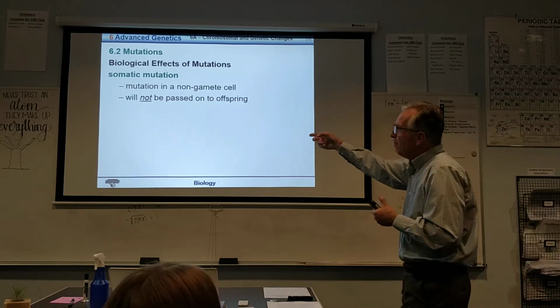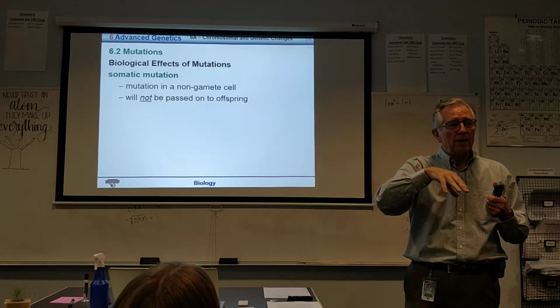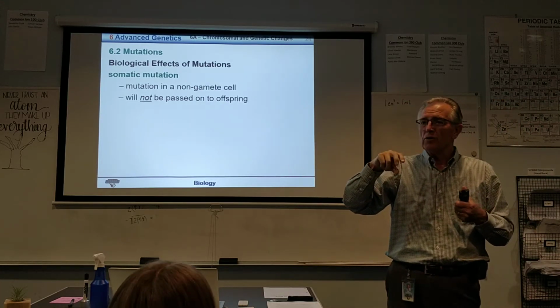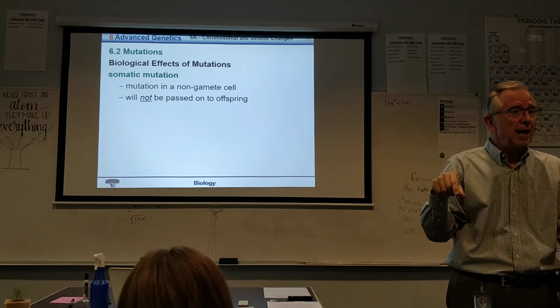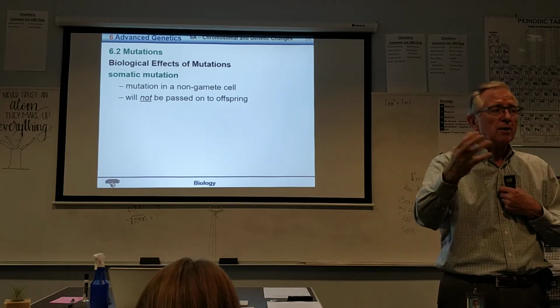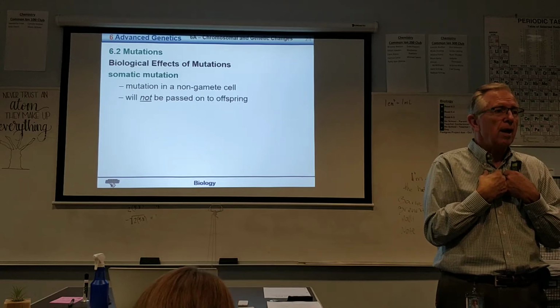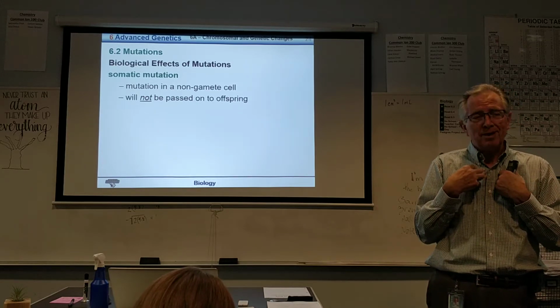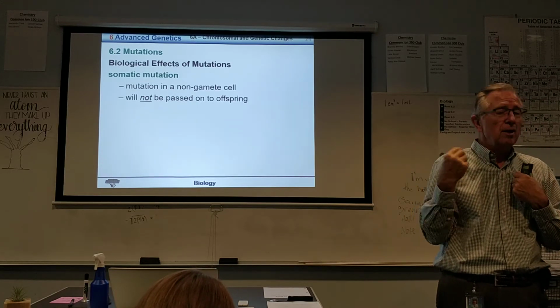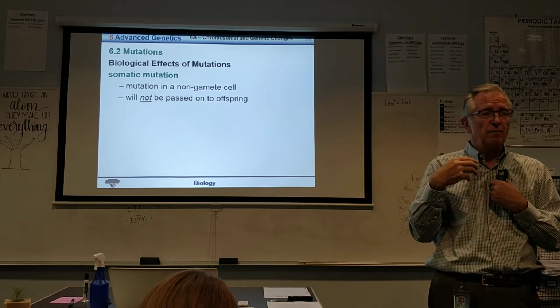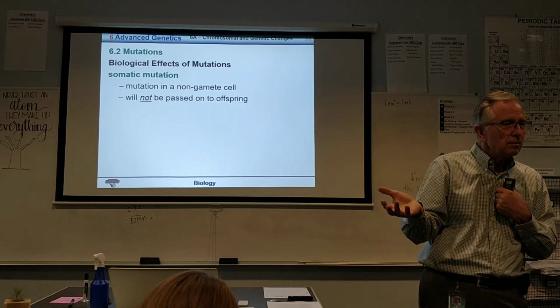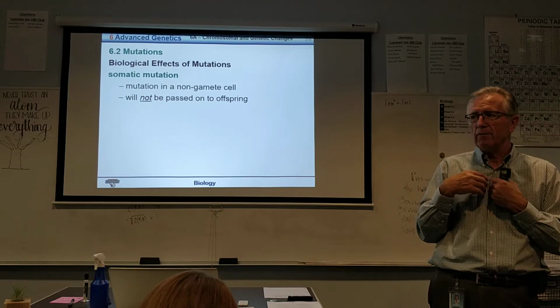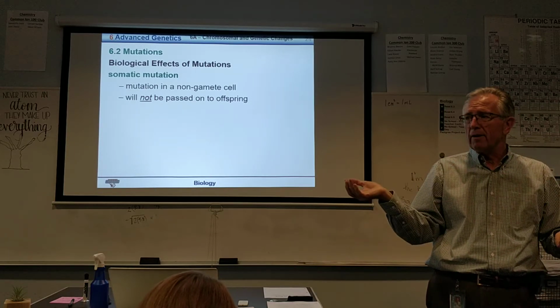So if it happens in a cell that's not what we call a germ cell, a cell that's going to become a gamete, you don't pass it on to your offspring. You have it. So if you get cancer, typically it's always in those cells, and you don't pass your cancer off to your offspring. Okay? If you have any children after you've had cancer, they won't necessarily have cancer.